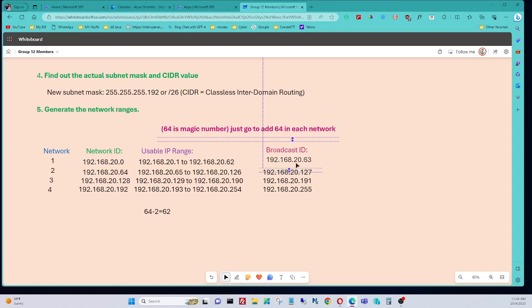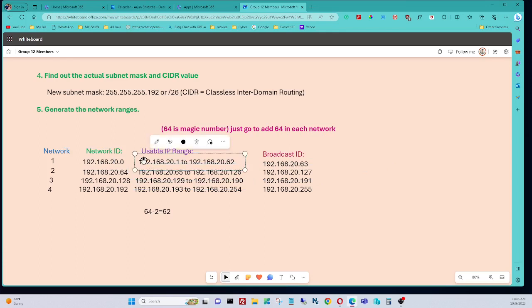The broadcast is always the last number of that network, because here it is just 64, right? This is 64 total. When you count 0 to 63, it is 64 total, right? And how do we get this 63? Because this is always the rule, right? So if you put 64 here, because we add this one, right? 64, just subtract 1, 63, that's it. And this is your first ID, I mean the network ID. This is your broadcast ID for this network, right?